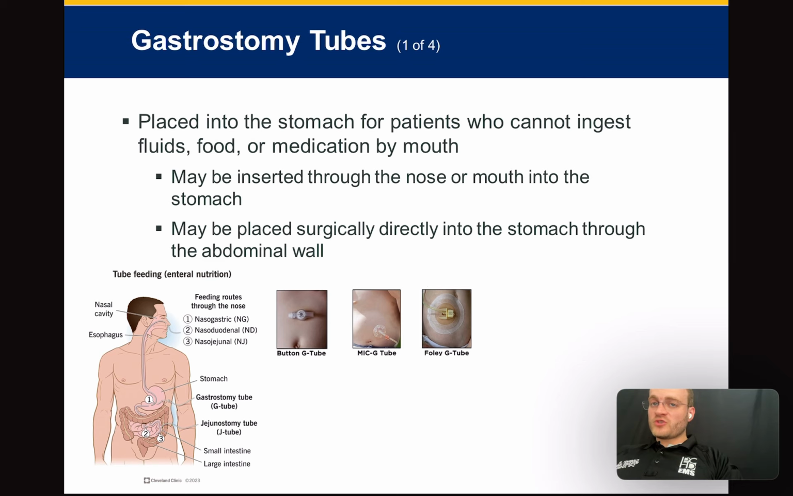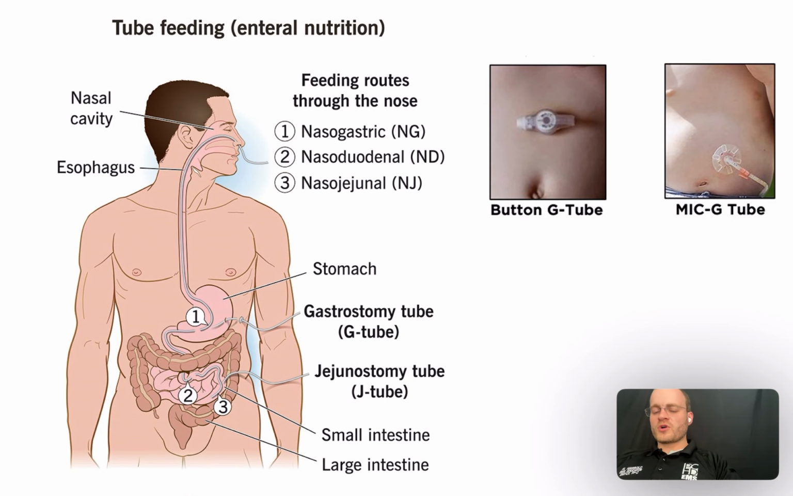Now, gastrostomy tubes. When I say gastro, it sounds like the stomach, right? So it's dealing with the GI system. A gastrostomy tube is placed in the stomach for patients who cannot ingest food, fluids, or medications by mouth. So maybe this patient has esophageal cancer or mouth cancer, or they don't have the muscles necessary to swallow, whatever. We can put a tube somewhere in the GI tract other than the mouth to get food down to the stomach or the intestines. A common place this will happen is in the stomach, and this is called a gastrostomy tube.